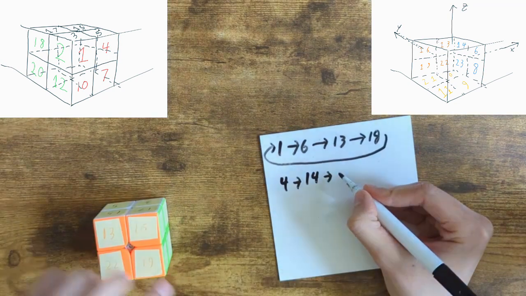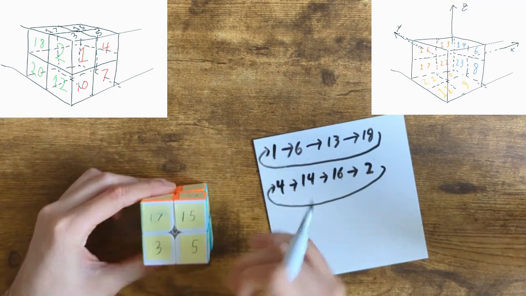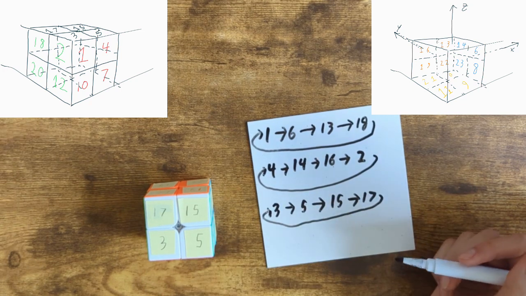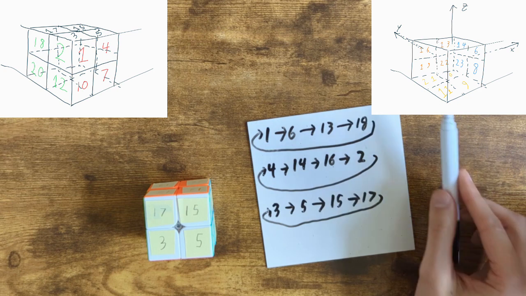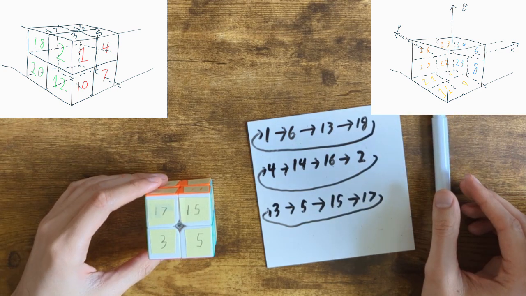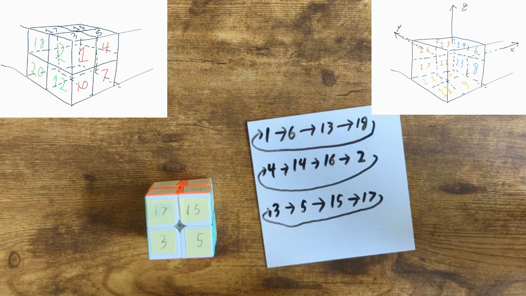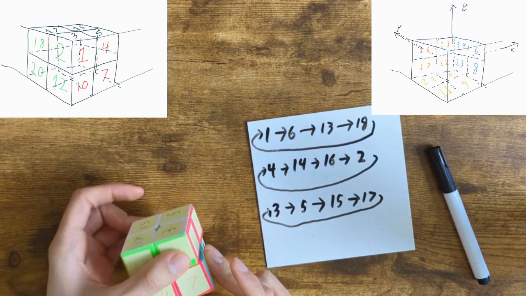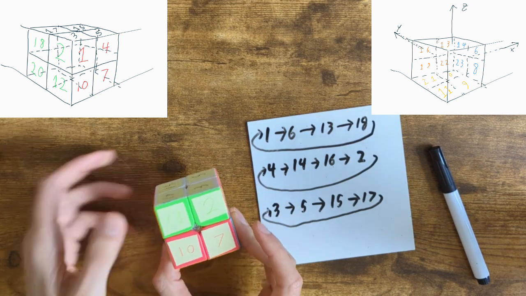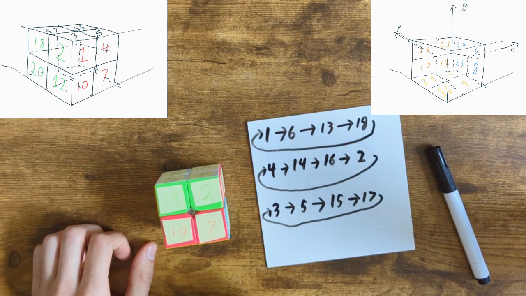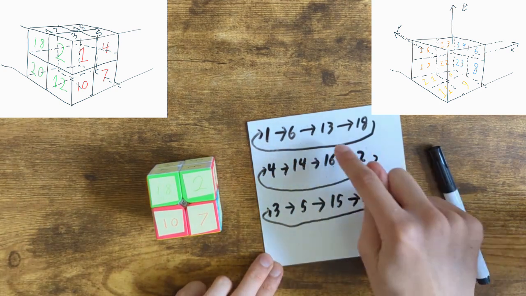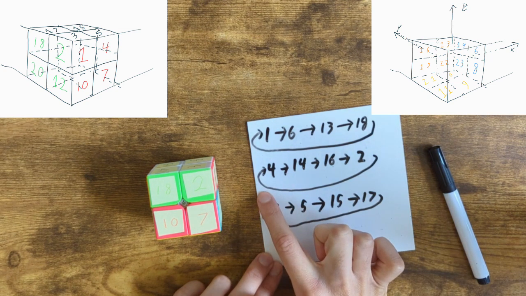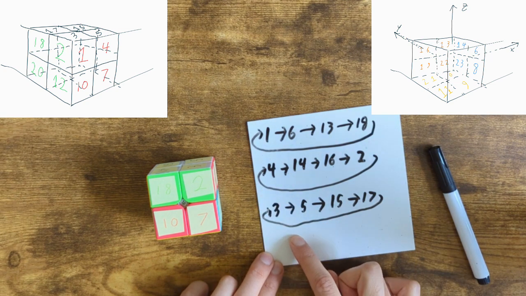Then we can write down the transformations for each of the 8 other faces involved in this turn. And now the cool thing is that we've just described the entirety of what this move means. It means 1 goes to 6, 6 goes to 13, 13 goes to 18, and 18 goes back to 1. Additionally, all of these other things will happen as well.